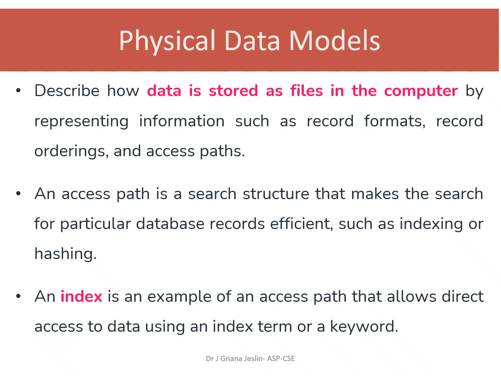Next, moving on to the physical data model. It describes how the data is stored as files in the computer, representing information such as record formats, record ordering, and access paths. To put it in simpler terms, it's nothing but how exactly the data is put in the magnetic disk or the hard disk, what the access mechanisms are, and how it will be used. Indexing is a prime example of the physical data model.